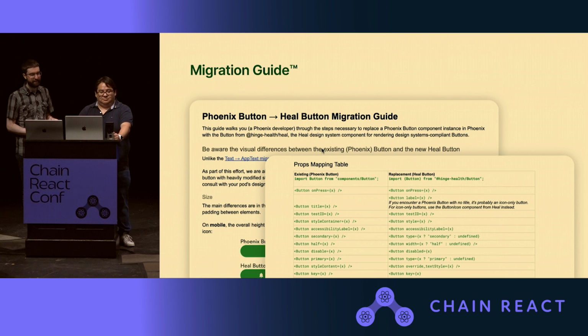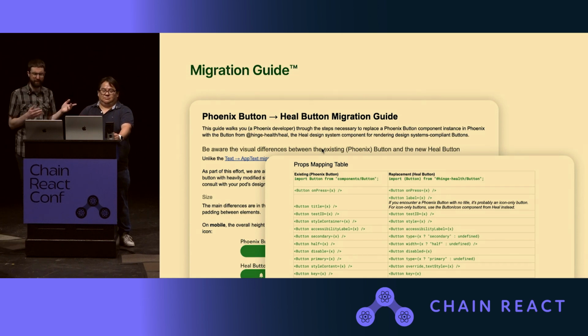All of these decisions, as well as mapping the props that we talked about, eventually made their way into the Heel button migration guide, for the example of the button here. This was a document that called out the visual changes that would happen when migrating an instance, as well as a big table, of which you see a snippet here, that basically said, if you encounter this prop on the Phoenix button, that means use this prop on the Heel button.